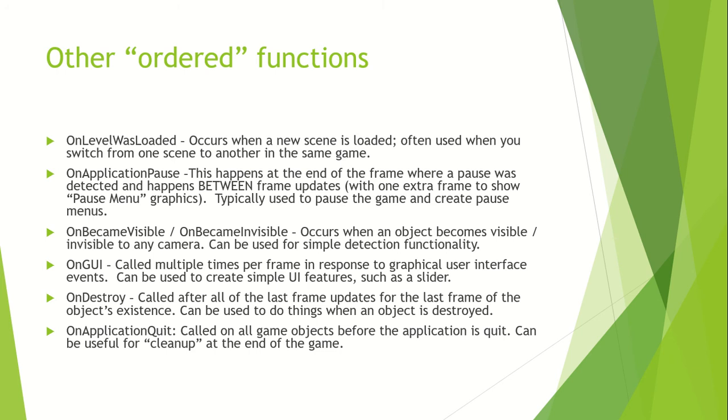OnApplicationQuit is used specifically when you use the quit function. So you know how we have the escape key to quit thing? If you have an OnApplicationQuit line in there, it will do those things when you hit that button. So that's useful for cleanup at the end of the game, and if you want to do a save functionality or something like that.